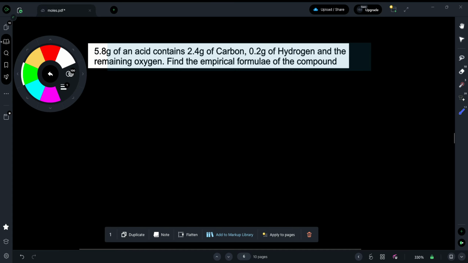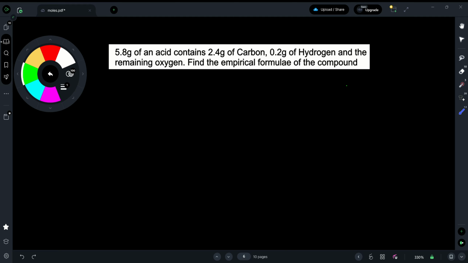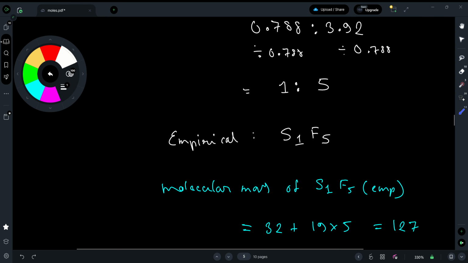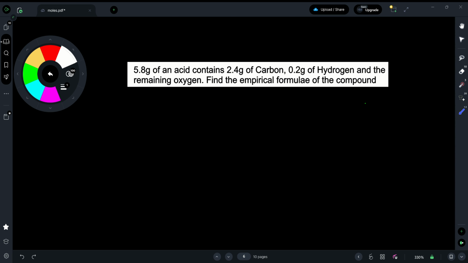Okay, so here's the second question. 5.8 grams of an acid contains 2.4 grams of carbon, 0.2 grams of hydrogen, and the remaining is oxygen. So what do we know? This time we haven't been given mass percent like last time. This time we've just been given the mass. We've been given a total mass, and we've been given the mass of carbon and hydrogen. And since we know the remaining is oxygen, we can just subtract the sum of 2.4 and 0.2 from 5.8 to find the mass of oxygen.